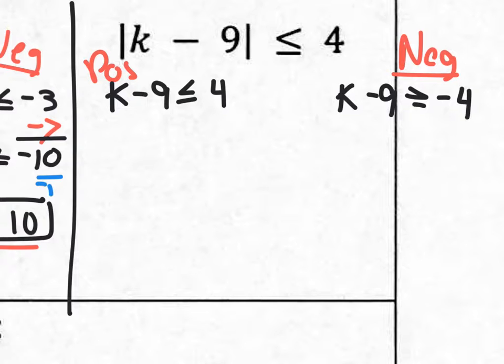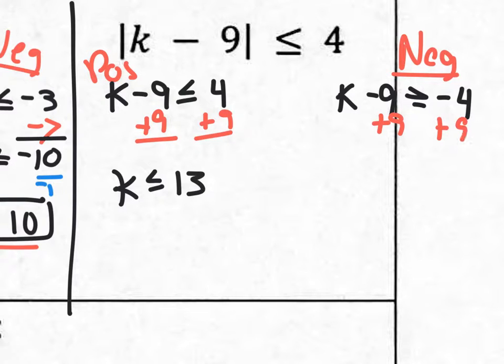Okay, now how do you solve this? You simply add 9 to both sides, add 9. You will have k is less than or equal to 13. And on the other one, you add 9, k is greater than or equal to 5.